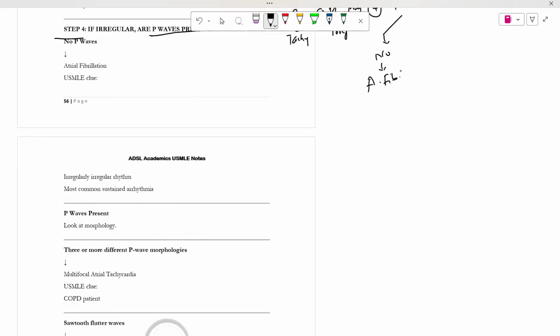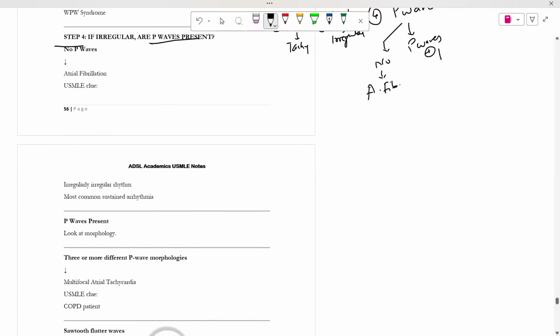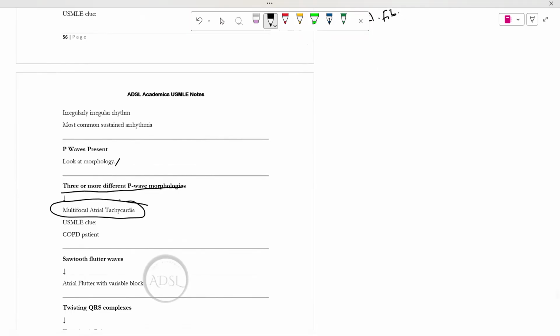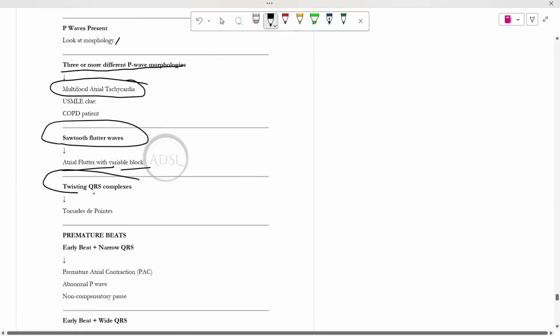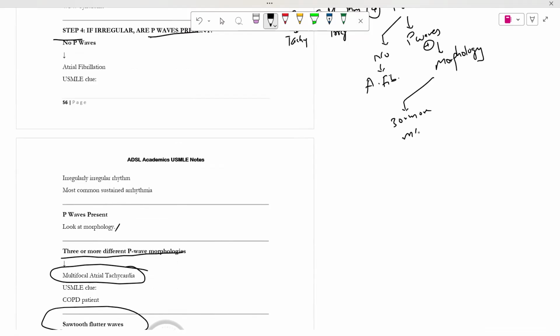Okay, atrial fibrillation. But if P waves are present, now look at the morphology. If there are three or more different kinds of P wave morphology, you are dealing with MAT. If you are dealing with sawtooth-like P waves, it is atrial flutter with variable block, and if there is twisting of the QRS complex, you are dealing with torsades de pointes. Okay, so that is important. Three or more types, then you are dealing with MAT.